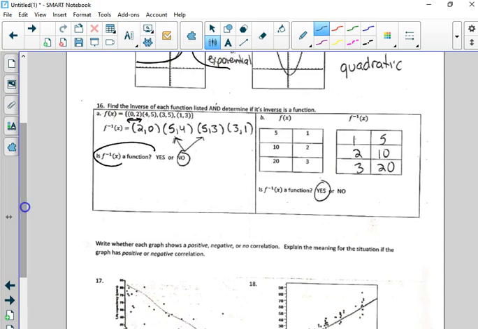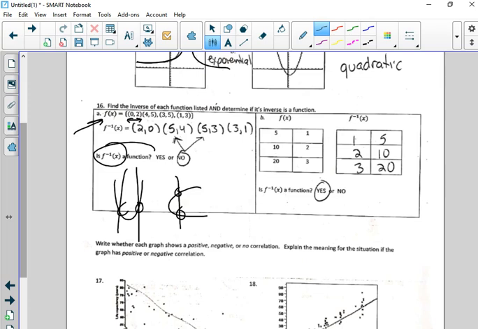Now, is the inverse a function? No, because the 5 repeats in the x's. Is f of x a function? Yes, it is. So the inverse is not. And to see a picture of that, that'd be like saying if this was f of x, here's the inverse. This passes the line test, this does not. So that's an example of how an inverse and an original, one could be a function and one could not.